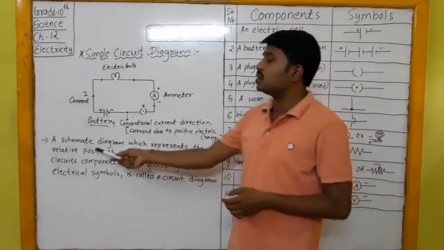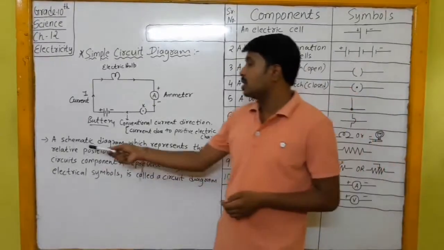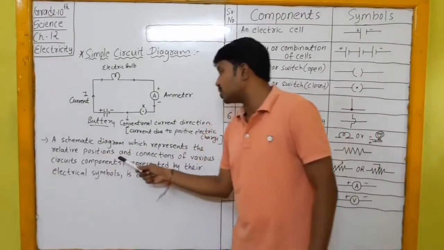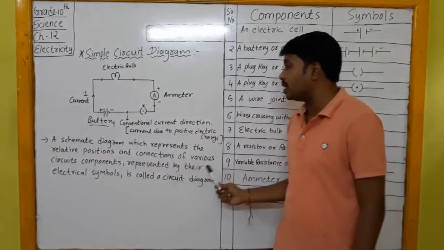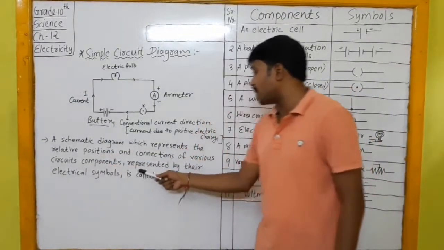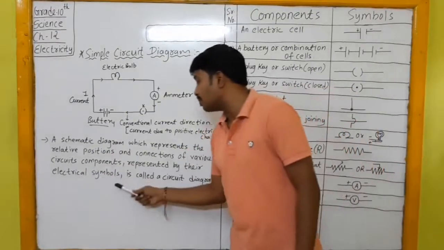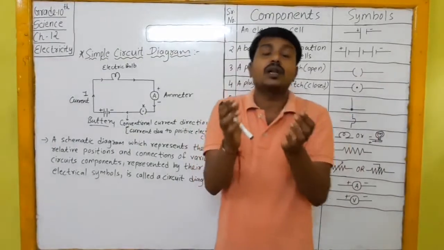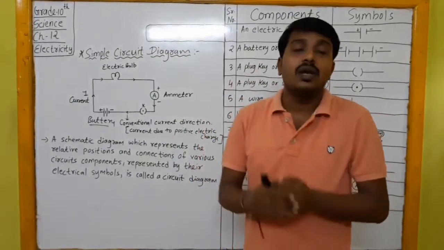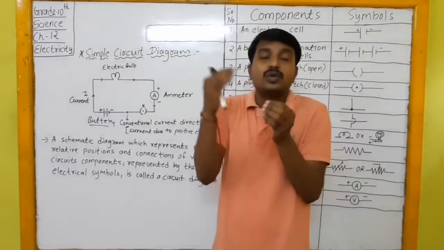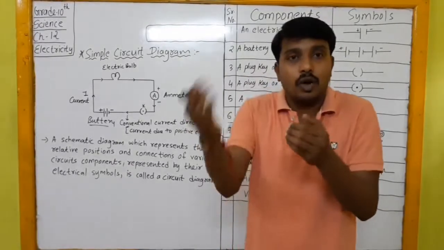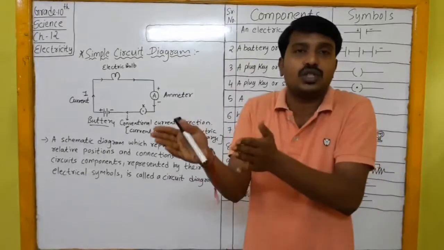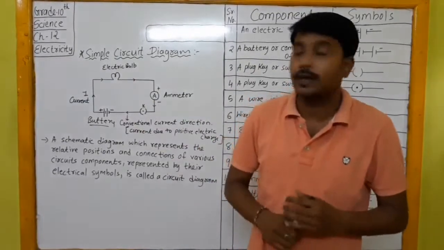You can see the definition I have written on the whiteboard: a schematic diagram which represents the relative positions and the connection of various circuit components represented by their electrical symbols is called a circuit diagram. That means whatever electrical components you have used, the symbols related to those components are what you have to use in the circuit diagram to show their positions and other things.